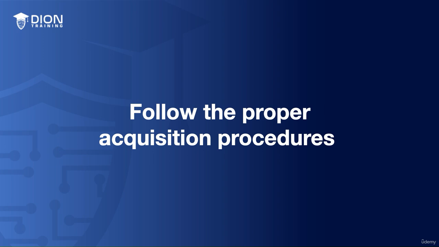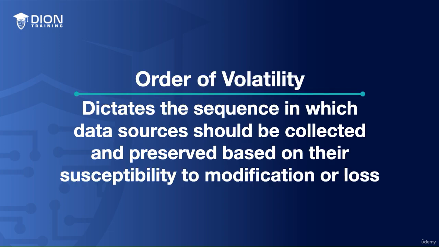When it comes to evidence collection, you need to ensure you follow the proper acquisition procedures for your organization, including following the order of volatility and preserving the chain of custody. Order of volatility is a systematic approach in digital forensics that dictates the sequence in which data sources should be collected and preserved based on their susceptibility to modification or loss. The general principle is to start your collection efforts with the most volatile resources and work towards the least volatile resources in order to minimize data loss and maintain evidentiary integrity.